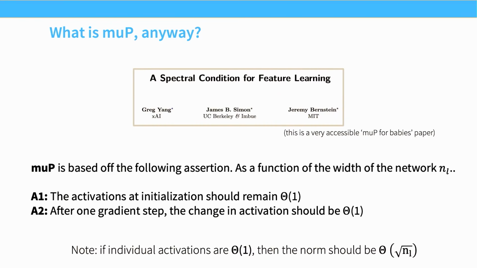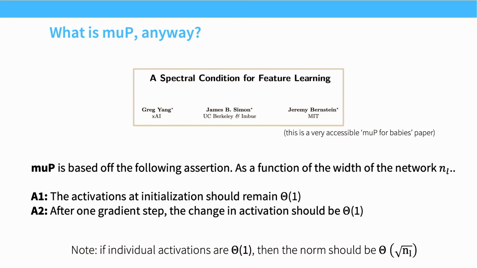First of all, the activations at initialization. If I initialize my model and put in some random data, the activations should remain roughly the same size as a function of the network. If they blow up with the network size or they shrink to 0 with the network size, I have chosen a wrong parameterization. And that makes sense: my activation should be roughly the same scale regardless of the size of my network.